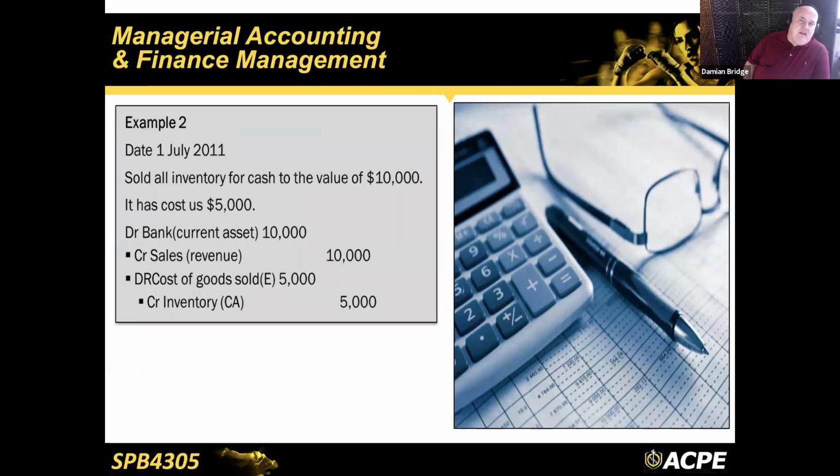A little bit later that year, we sold all the inventory for cash to the value of $10,000. It cost us $5,000. So debit bank increases our cash at bank because that's what we received. Credit revenue, that's how we record the revenue. We now have to have an account called cost of goods sold to recognize the fact that we've sold that inventory. So it's a cost of doing business. So we call that debit cost of goods sold. That's a profit and loss account, and then credit inventory.